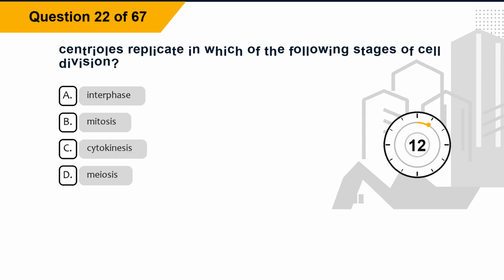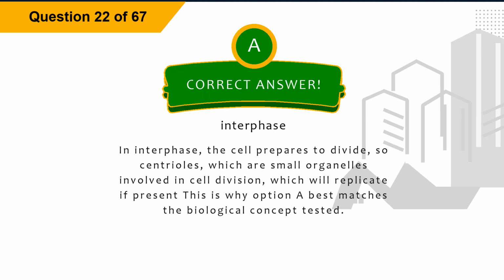Question 22. Centrioles replicate in which of the following stages of cell division? Option A, interphase. Option B, mitosis. Option C, cytokinesis. Option D, meiosis. The correct answer is option A, interphase. Explanation. In interphase, the cell prepares to divide, so centrioles, which are small organelles involved in cell division, will replicate if present. This is why option A best matches the biological concept tested.